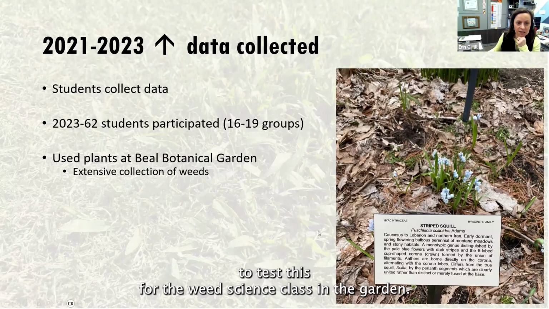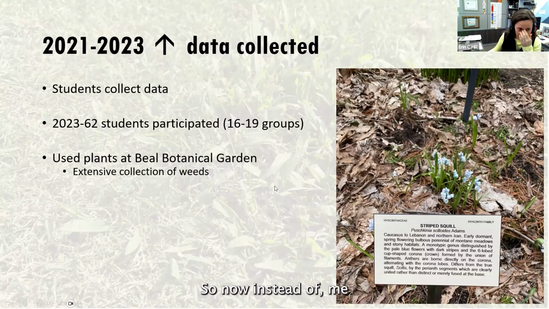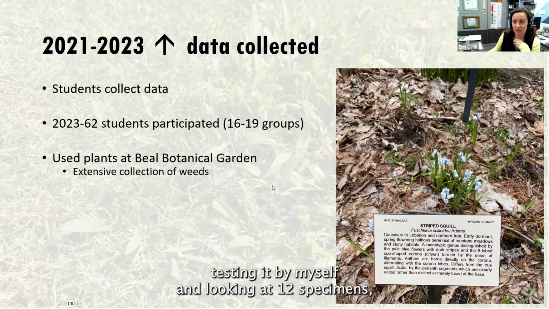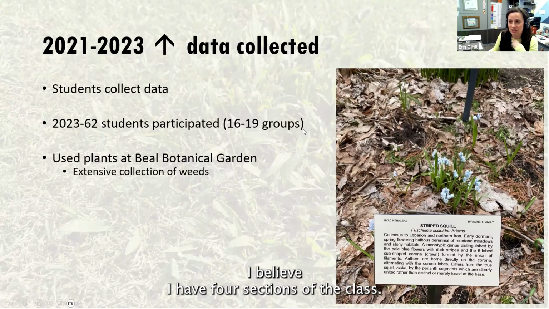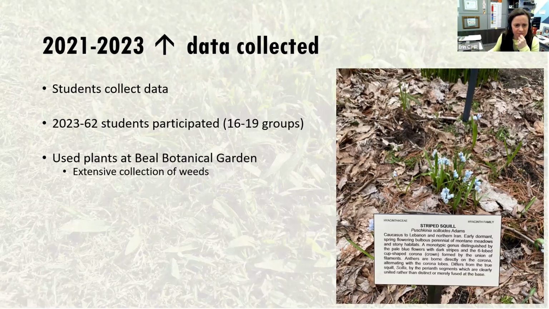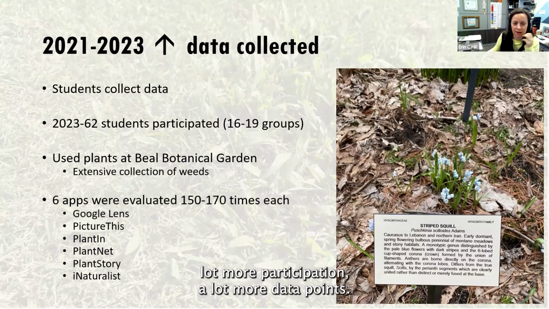So now instead of me testing it by myself and looking at 12 specimens, I can have 16 or more groups that are testing these apps. This year, I believe I have 4 sections of the class. I think I had 22 groups that were testing it. So a lot more participation, a lot more data points.